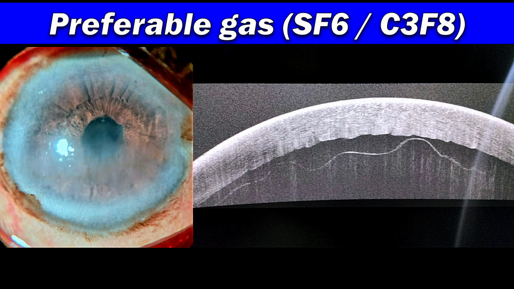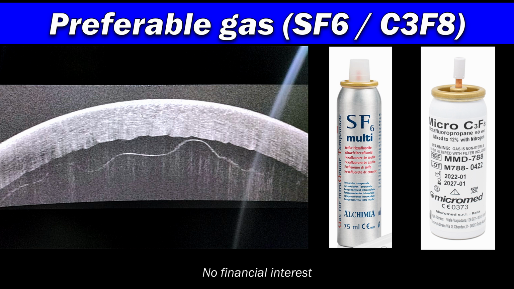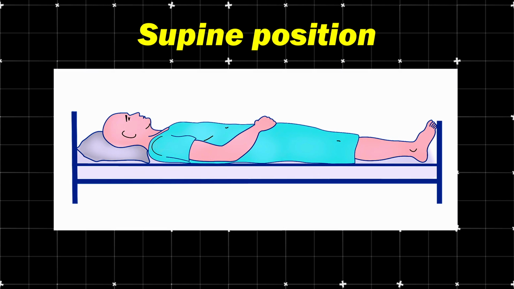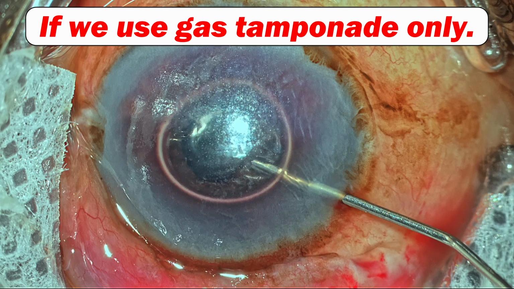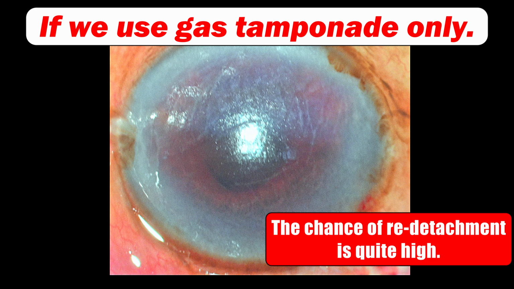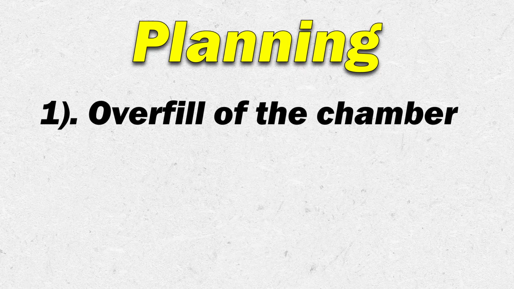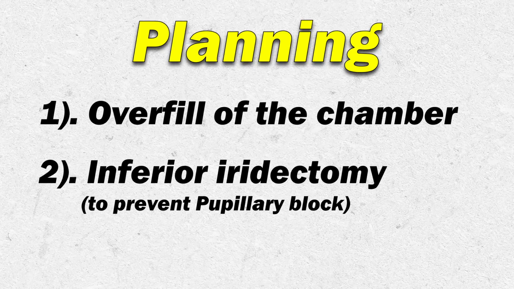So preferably, whenever we have an inferior detachment, the choice of gas is either SF6 or C3F8, simply because they stay inside the eye for long, and if we can ensure that the patient lies in a supine position for a prolonged duration of time, the chances of reattachment are quite high compared to just using air. If it escapes out, again the chances of redetachment are very high. So inferior detachments are quite tricky and we need to use the right maneuver. In this case, I am planning to have an overfill of the chamber, and to prevent pupillary block, I plan to do an inferior iridectomy.